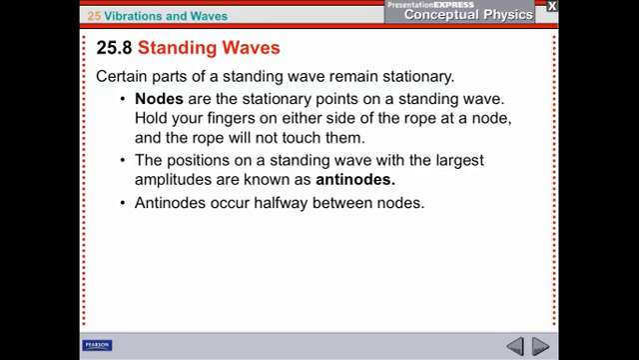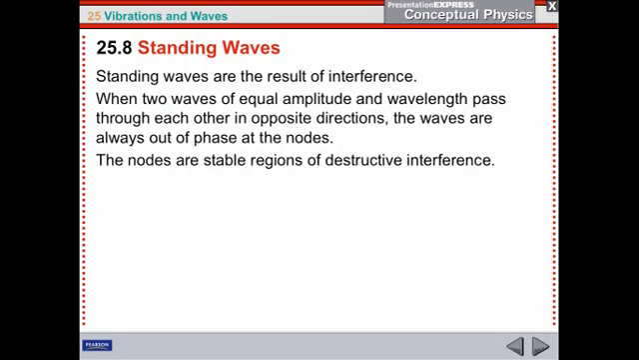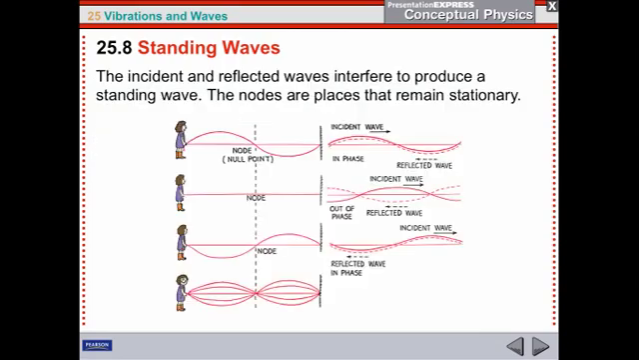Those parts are known as nodes. And the parts where it moves rapidly are known as antinodes. The antinodes are always halfway between the nodes, and they're the result of interference. What happens is the wave travels down, hits the other end, comes back, and you get interference. The nodes are destructive interference, and the antinodes are constructive interference.